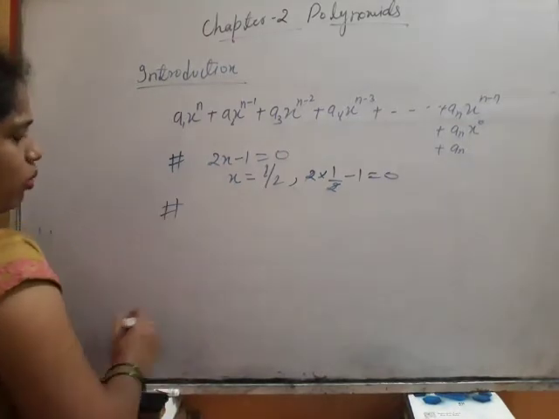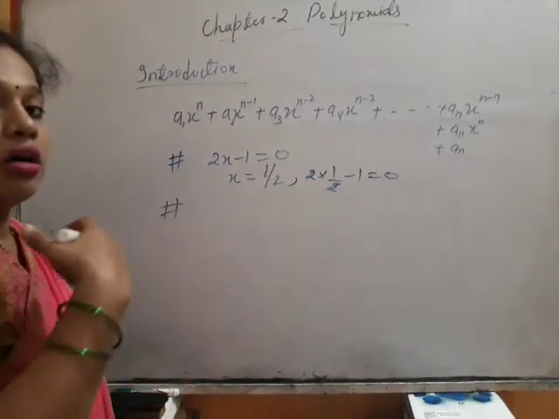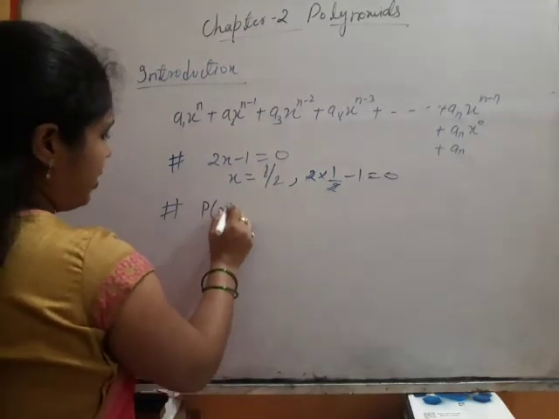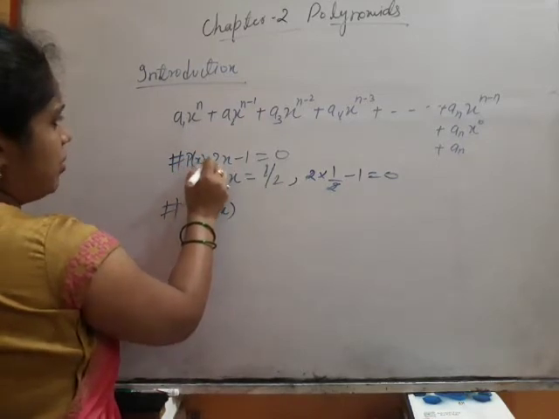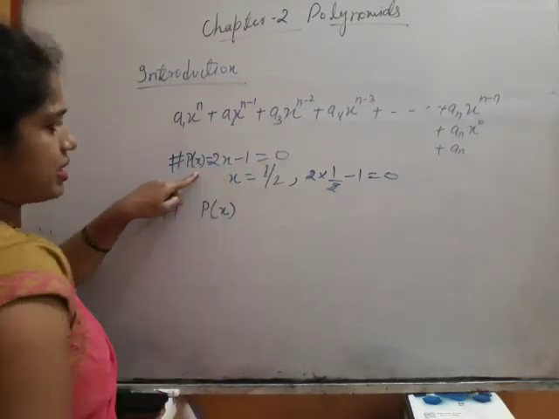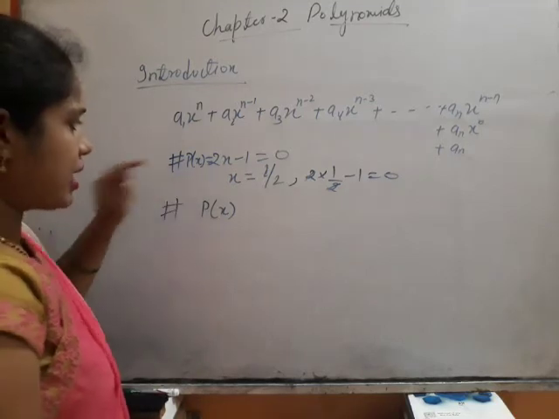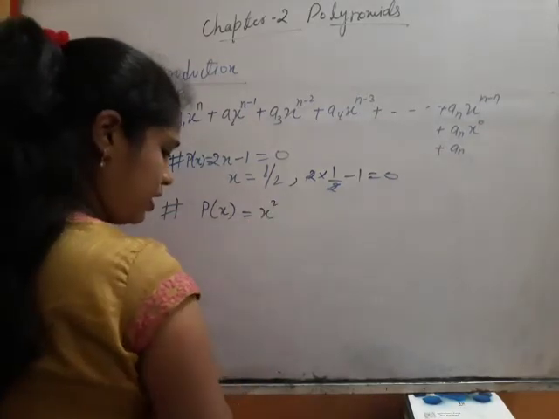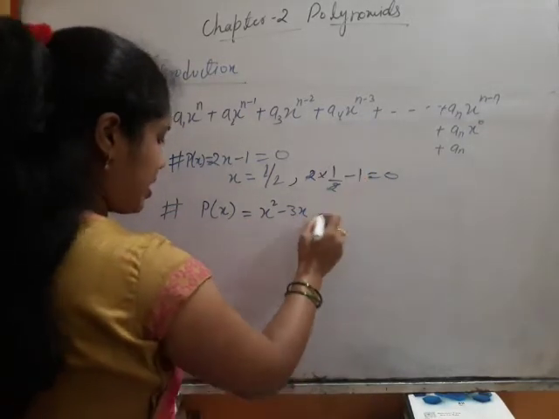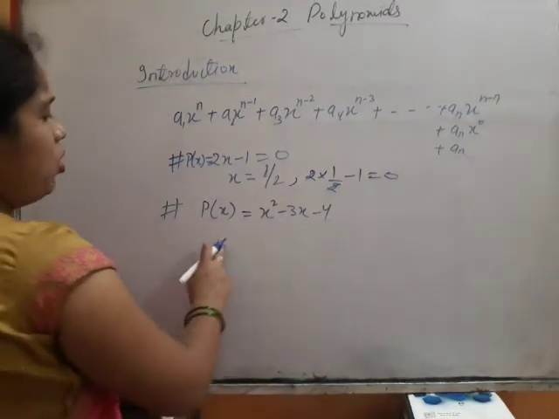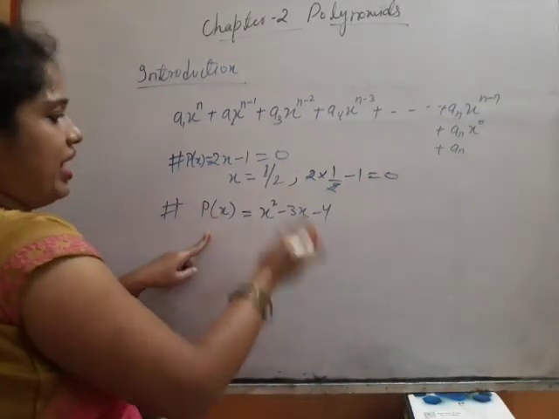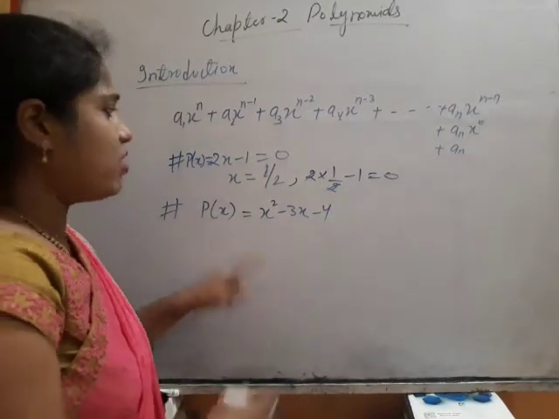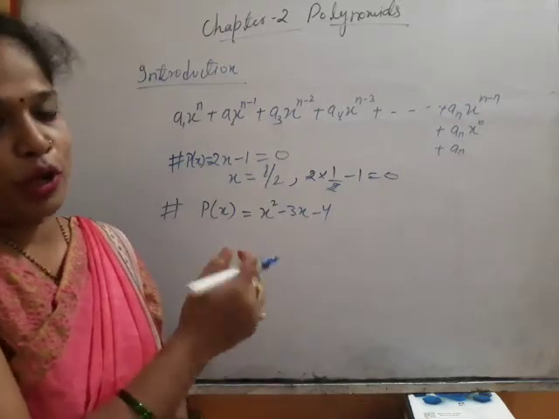Now the second one. Let us have an example of a degree 2 polynomial from your book itself. Suppose p(x). Here also it is p(x). p(x) means polynomial in variable x. So p(x), which is the polynomial of degree 2, is x square minus 3x minus 4. Now if we put any value of x which gives us 0, that value of x will be a zero for this polynomial.